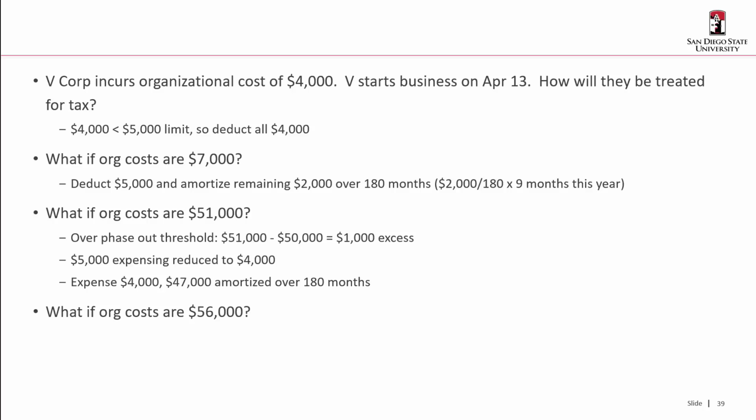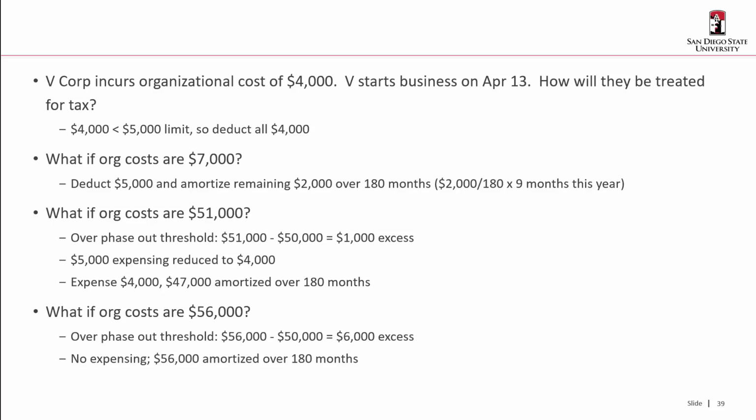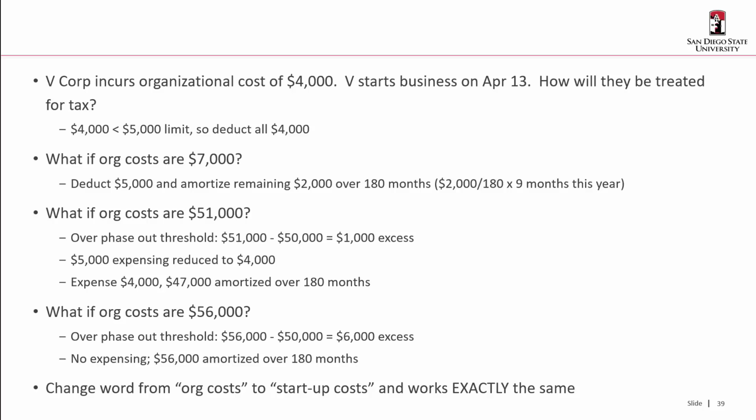Okay, what if V Corp's org costs were $56,000? Okay, well now what's happened is all $5,000 is phased out. We're $6,000 in excess of the threshold. Therefore, there's no amount that can be immediately deducted, and all $56,000 is amortized over 180 months. All right, and again, if you change org costs to startup costs, it works exactly the same.